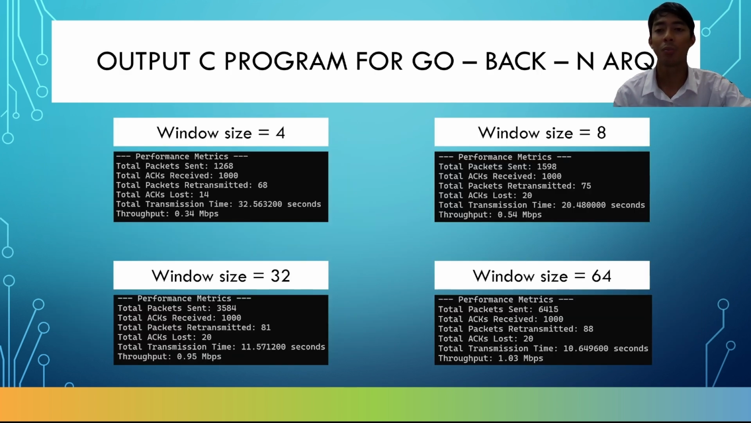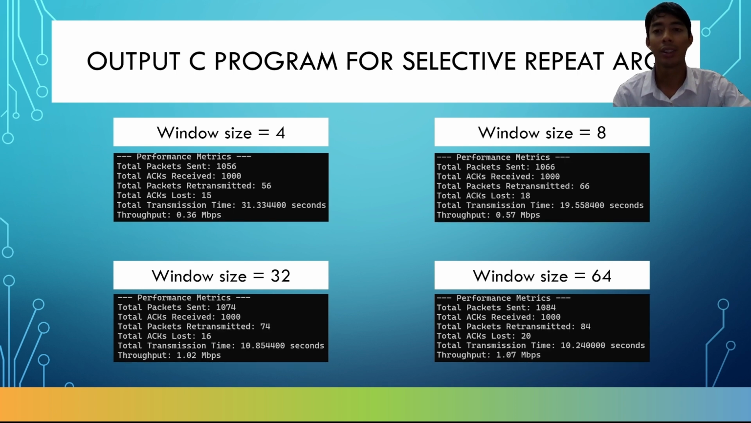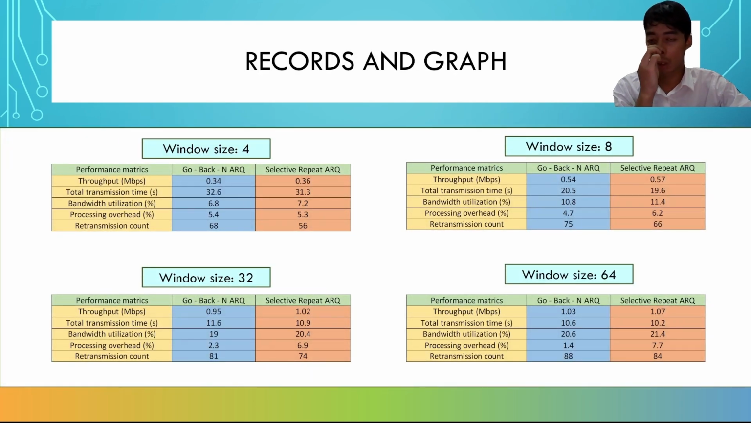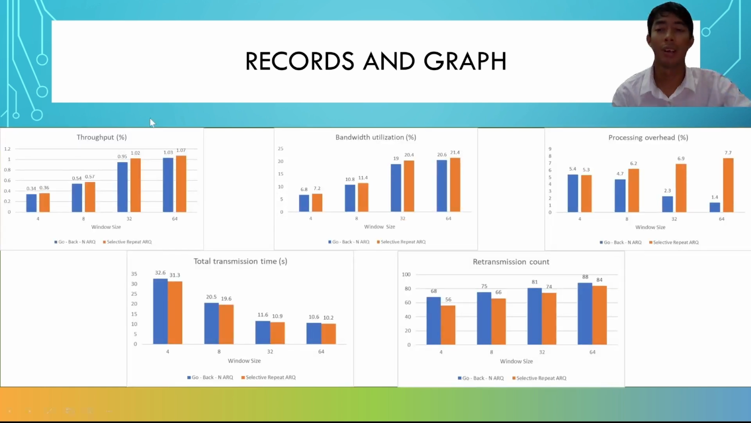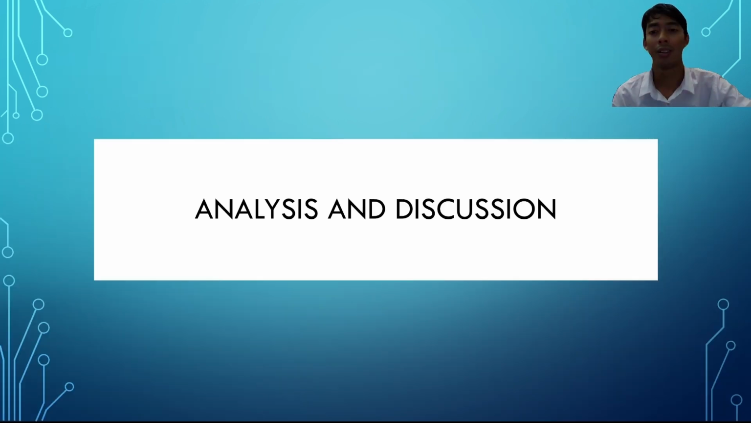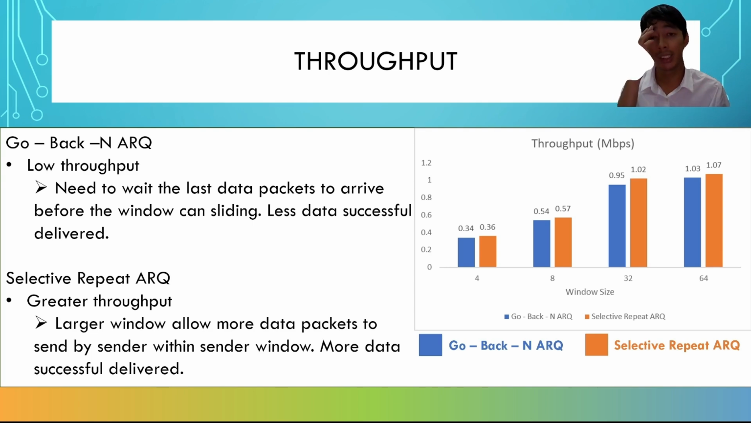So this is the output of the C program for Go-Back-N ARQ on the windows side, and this is Selective Repeat ARQ. All the outputs are recorded in a table based on performance metrics: throughput, total transmission time, bandwidth utilization, processing overhead, and the transmission count. And the records will be made into a graph based on performance metrics. Next, for analysis and discussion, for throughput.